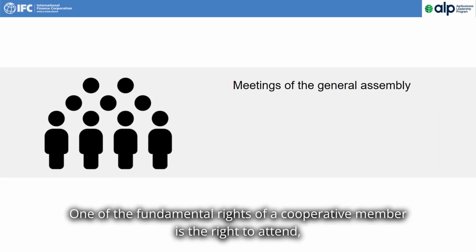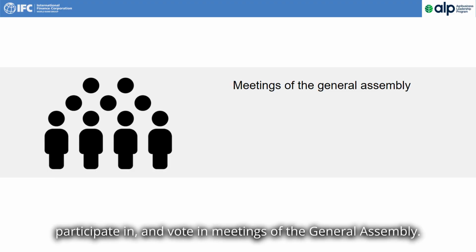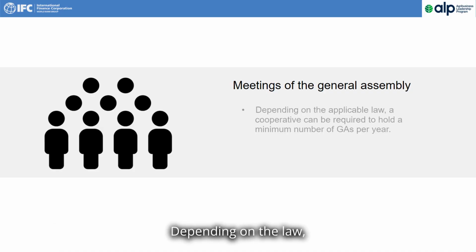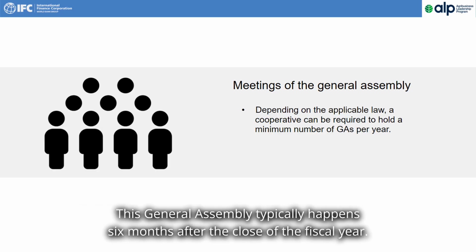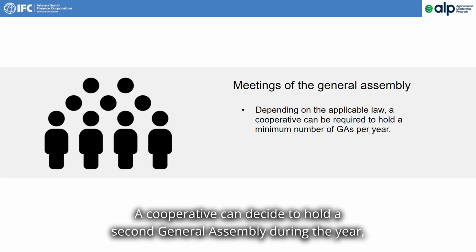One of the fundamental rights of a cooperative member is the right to attend, participate in, and vote in meetings of the General Assembly. Depending on the law, a cooperative can be required to hold a General Assembly a specified minimum number of times per year. This General Assembly typically happens 6 months after the close of the fiscal year. A cooperative can decide to hold a second General Assembly during the year.